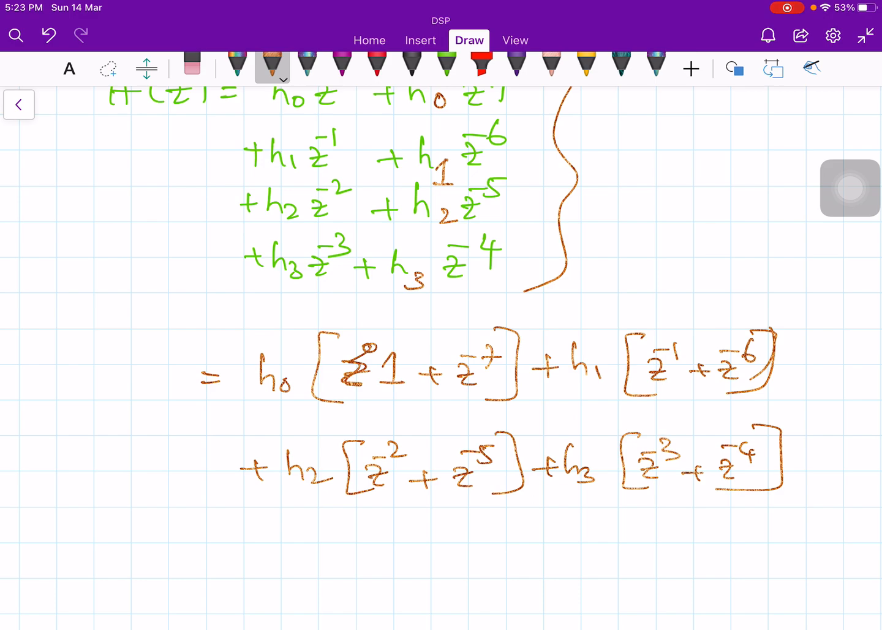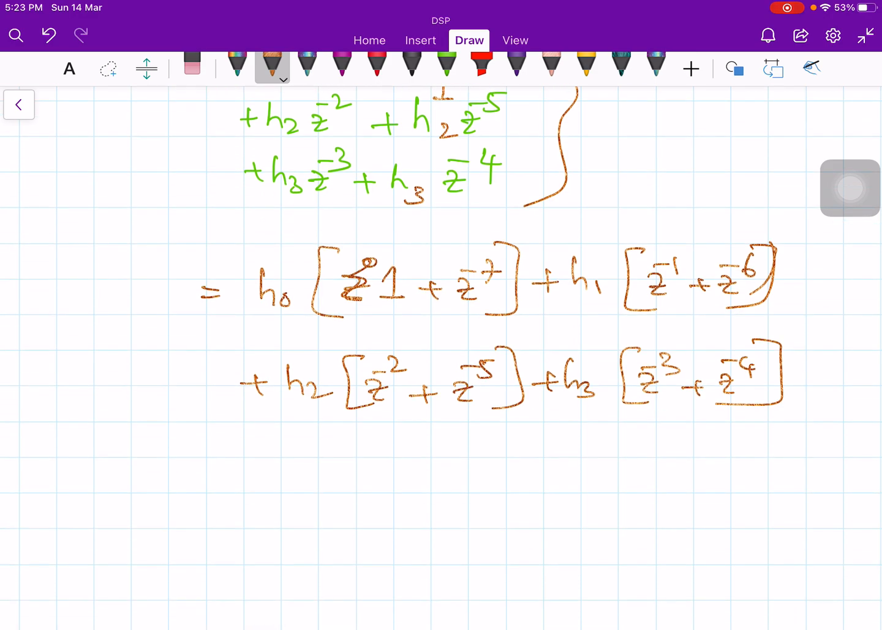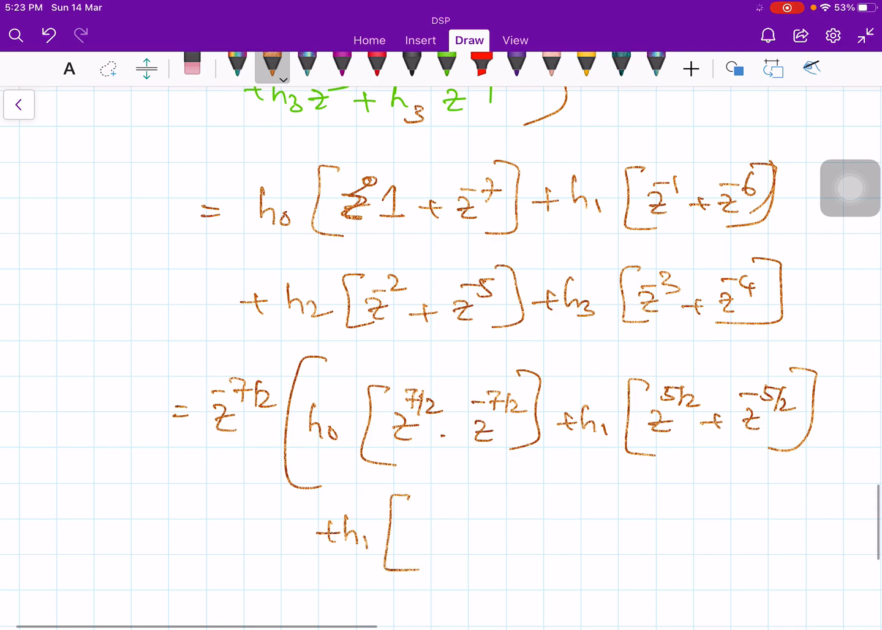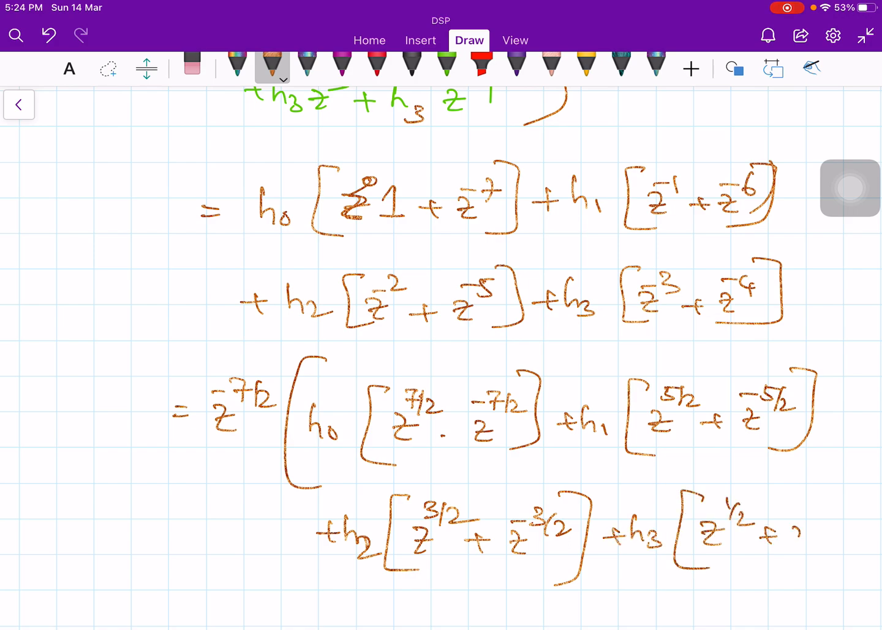Now what I can take out is z to the minus 7 by 2. Let me take z to the minus 7 by 2 commonly outside, that means I am taking 3.5 outside. So here h0 times z to the plus 7 by 2 plus z to the minus 7 by 2, plus h1 times z to the plus 5 by 2 plus z to the minus 5 by 2, plus h2 times z to the 3 by 2 plus z to the minus 3 by 2, plus h3 times z to the half plus z to the minus half.